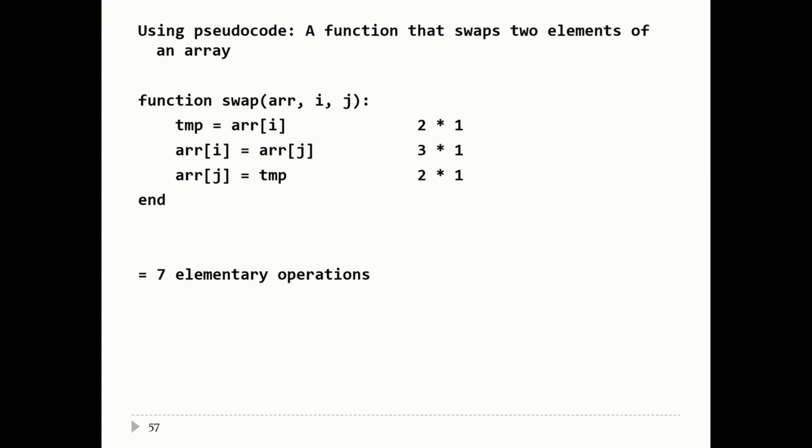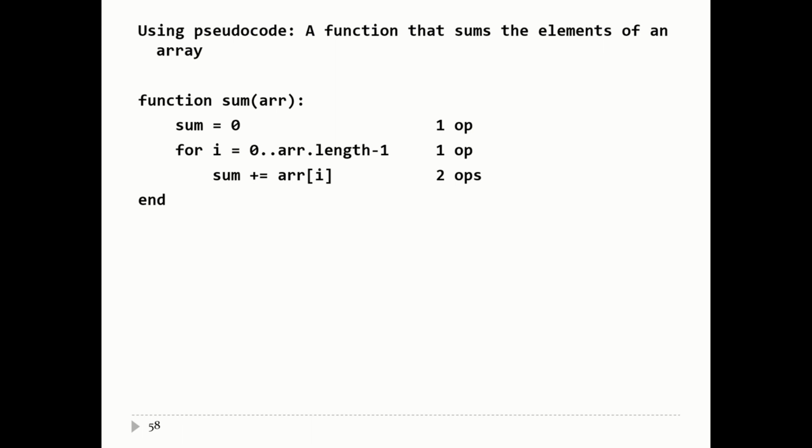Things get a little more complicated if you have a loop, right? So here's a function that sums the elements in an array. How do you figure out the computational complexity? Well, just start counting elementary operations. One assignment, one operation. This is a loop, a regular plain old loop, so I'm going to say that this line only has one operation. It's not exactly true, but I'm not going to go into the details of how you evaluate exactly what happens here.